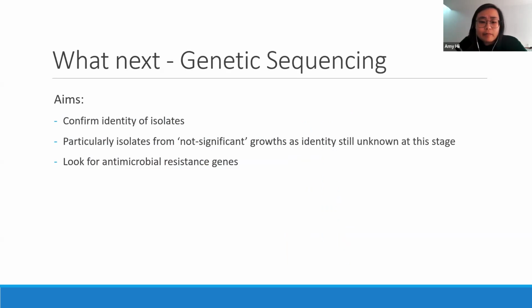When I'm preparing the isolates for sensitivity testing, I'm hoping to prepare them for DNA extraction as well, so that I can perform genomic sequencing in the future, with the aim to confirm the identity of the isolates, particularly the non-significant growths, as I don't have any reports about their identities at this stage. If IDEXX considered them non-significant, they don't send them for further identification, and to look for antimicrobial resistance genes as well.